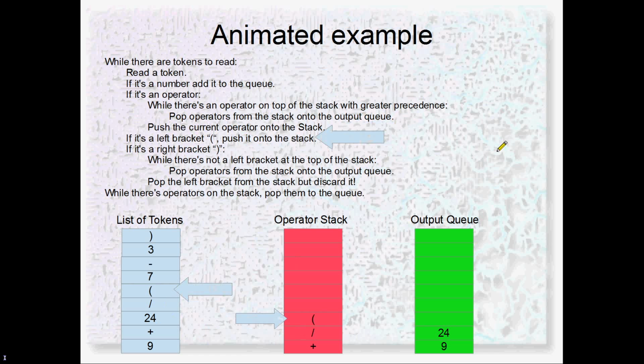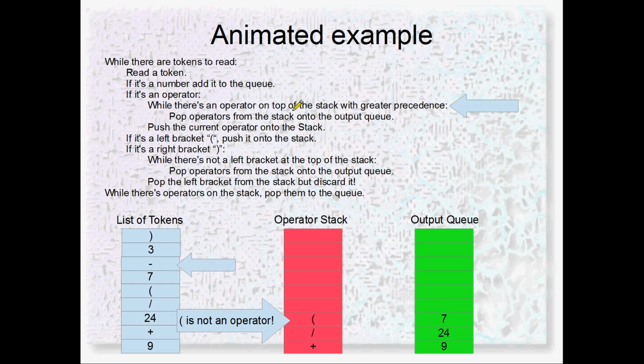Okay, then we read a token. If it's a left bracket, and it is now, we push it onto the stack. There it is. Then we read a token. If it's a number, we add it to the queue, so we put it over here. That's the 7. Then we've got another operator. This is a minus operator.